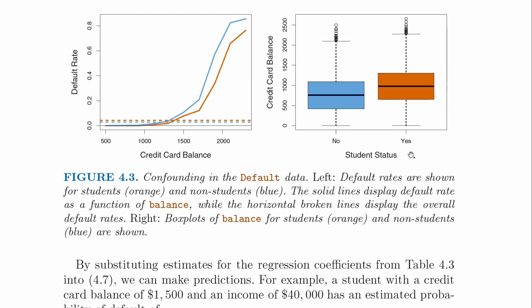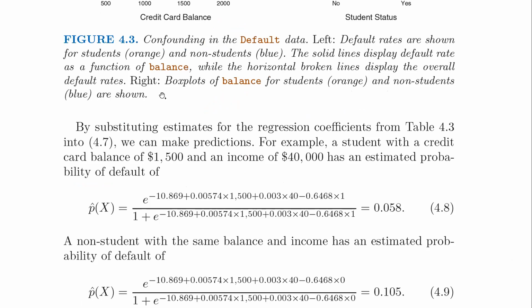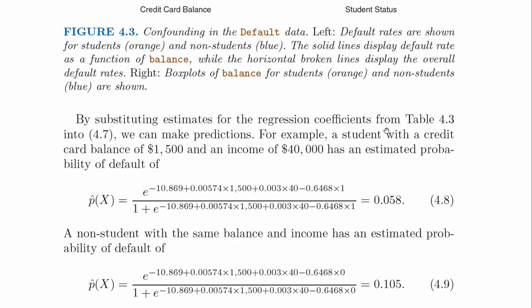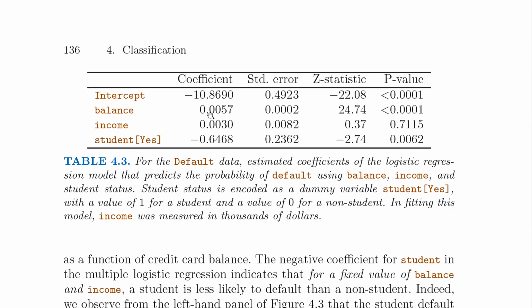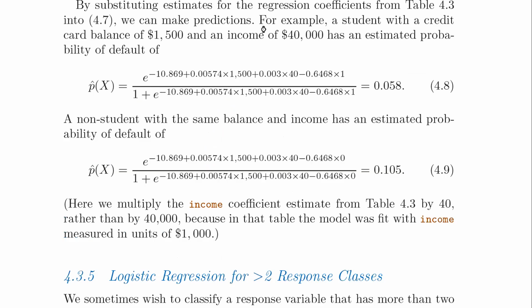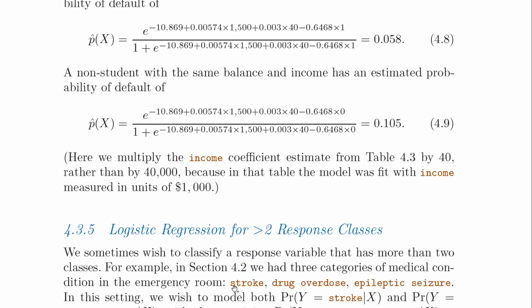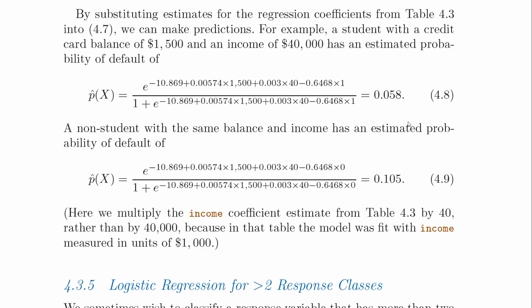Now what's this? Student status and credit card balance. I don't know what that is. So by substituting estimates for the regression coefficients from table 4.3, so these three, 0.0057 and negative 0.64, let's highlight them in pink. We can now estimate the probability of default given this vector.